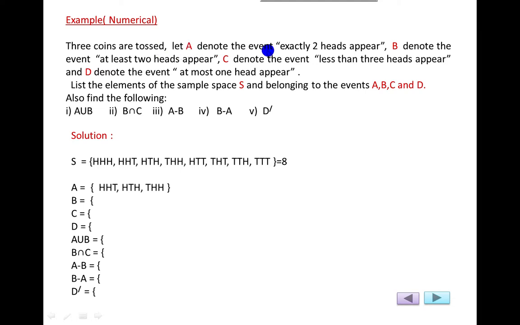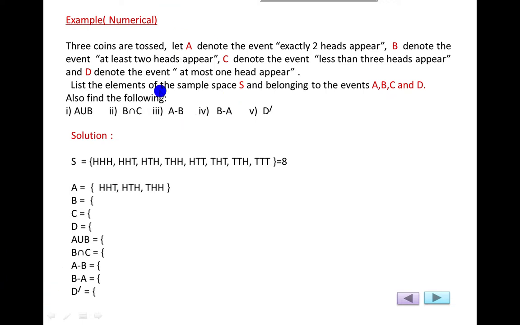A denotes the event exactly 2 heads. Another event B denotes the event at least 2 heads. C denotes the event less than 3 heads. D denotes the event at most 1 head appears. List the elements. Draw all members of the sets A, B, C, D and S, the sample space, belonging to the events A, B, C, D, and then find A union B, B intersection C, A minus B, B minus A, D complement.